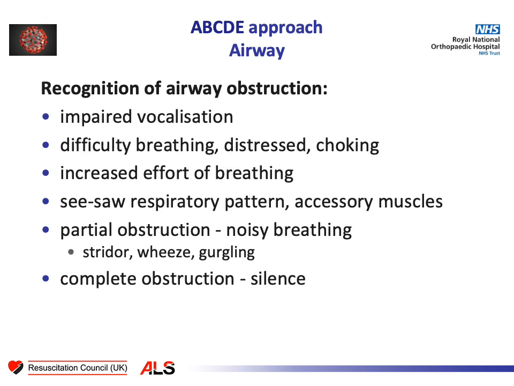How to recognize an airway obstruction. There may be impaired vocalization. If someone is on a lot of opioids, they may have snoring, or they may be obstructing intermittently. There may be an increased difficulty of breathing. The patient may be distressed or choking. There may be increased effort of breathing. You may see a seesaw pattern of respiration with use of accessory muscles. With partial obstruction, you may have noisy breathing with stridor, and with complete obstruction, there's silence.